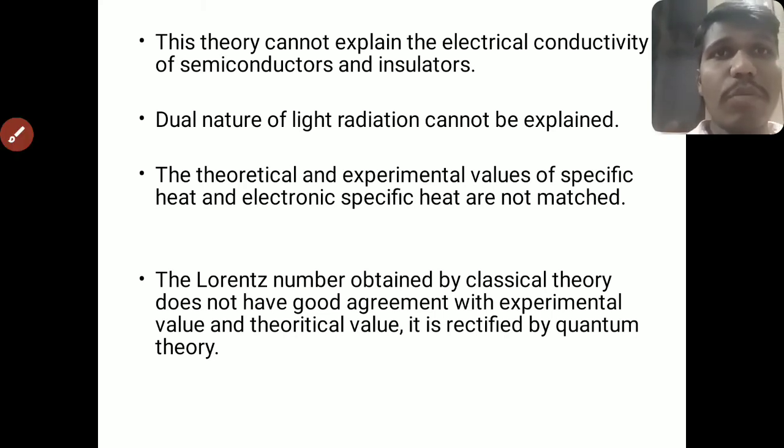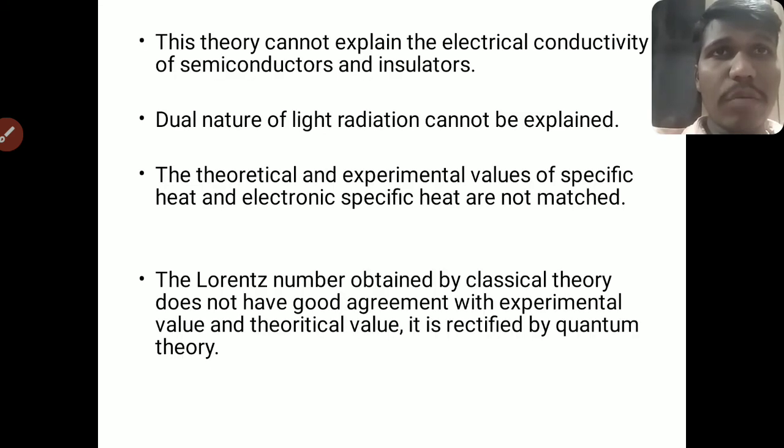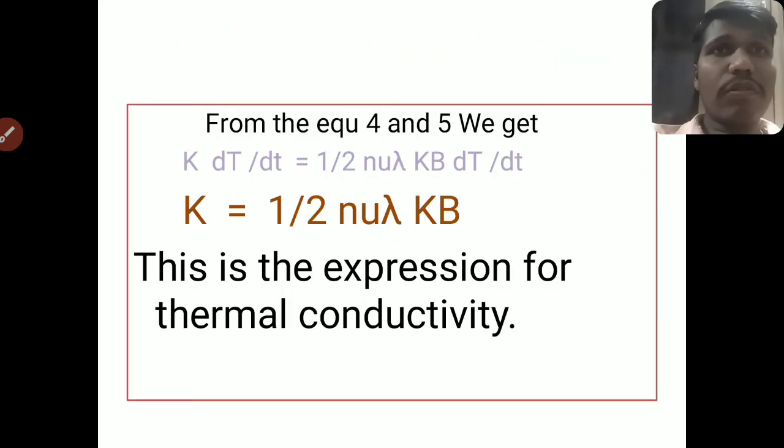So these are the important classical drawbacks: it is a macroscopic theory, the energy absorbing conditions, and some important topics which do not exist in it, such as semiconductors, radiations, and experimental and theoretical values, which are explained only by quantum theories. These are the drawbacks of the classical theory of free electrons. And now these are the main points of free electron theory.